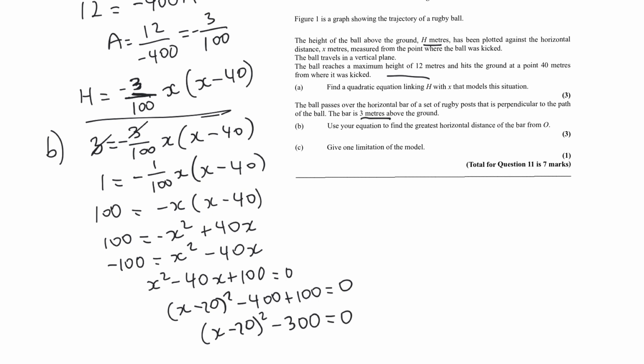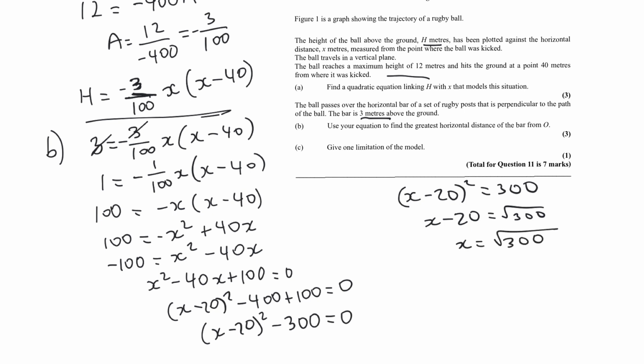So now that we've done that, we can rearrange this. So x minus 20 squared is equal to 300. Square root both sides, you end up with x minus 20 equals root 300. So then x would be equal to root 300 plus 20. If you put that into your calculator and work it out to 3 significant figures, you should get 37.3 meters as your x value.